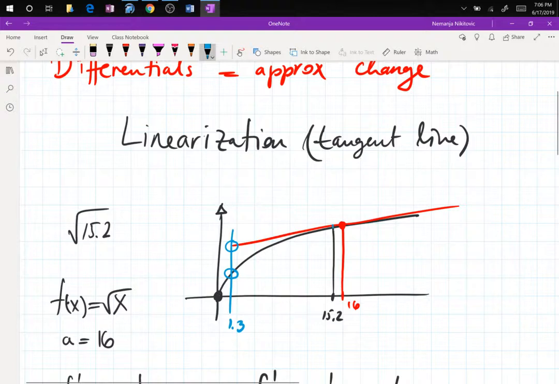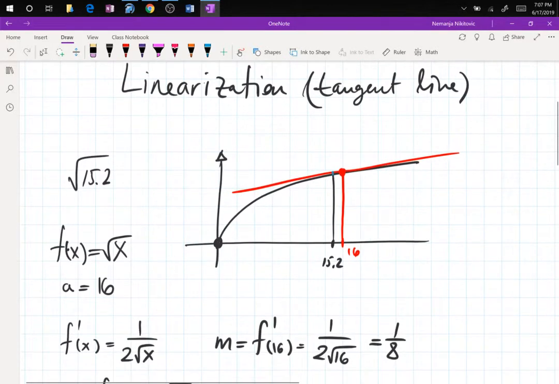Does that make sense? So your job is to find the closest possible point that you can calculate without the calculator and get the tangent line there. Because as you can see, in the neighborhood over here, everything is good. Close.